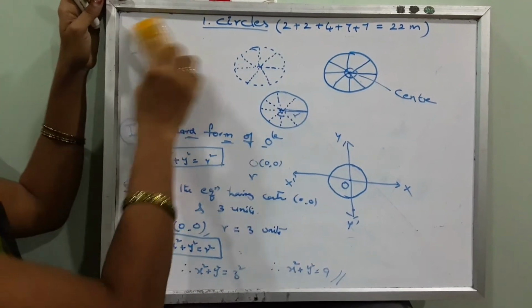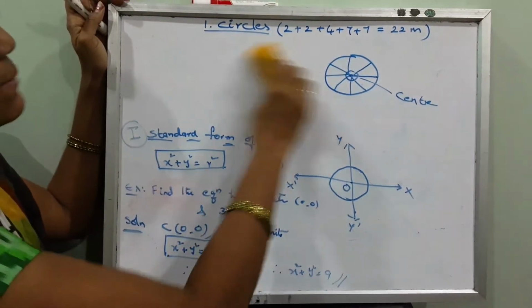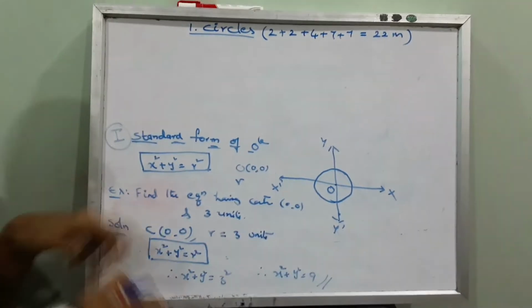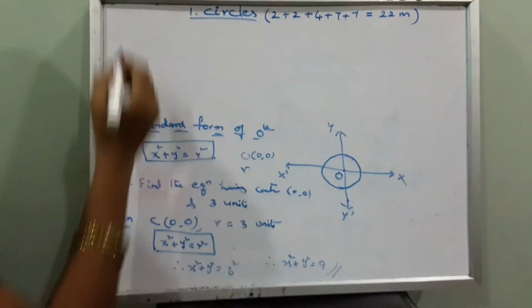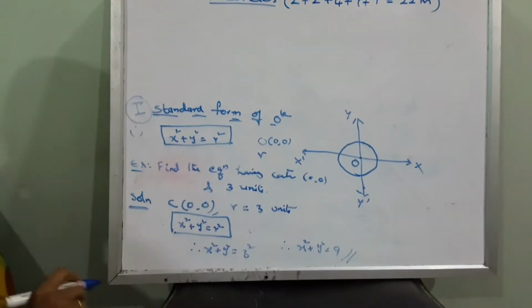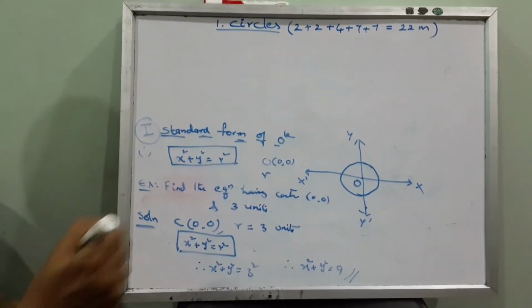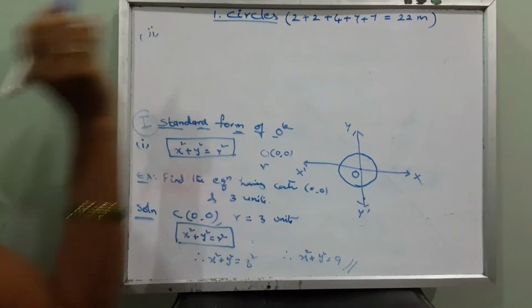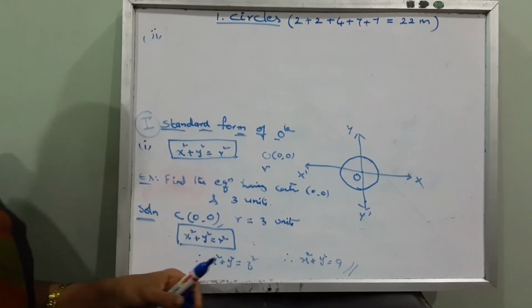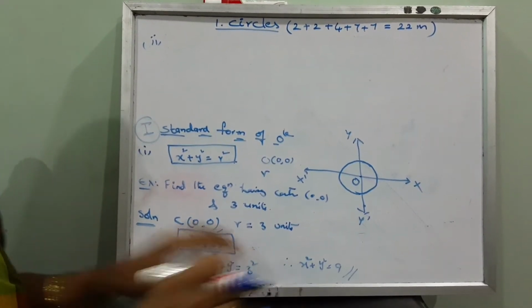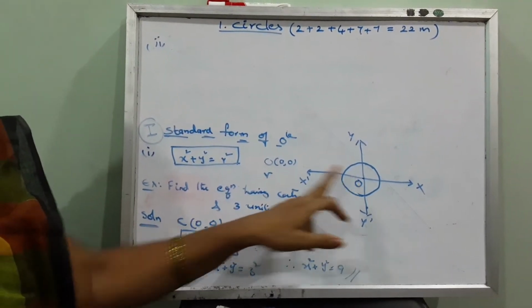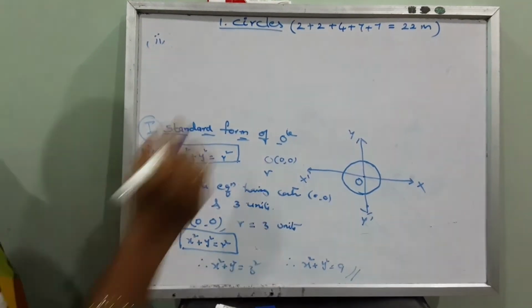Next, we have two types of equations. The first one is the standard form of a circle, passing through the origin. This is case 1. Now let us take case 2 here. What is case 2? Case 1 is passing through the origin with radius r.